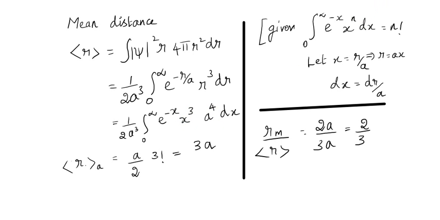So the value of the standard integral is n factorial. Here we get 3 factorial. Substituting, we get the average distance as 3a. So finding the ratio of the most probable distance to the average distance, we get 2a by 3a. The answer is 2 by 3.